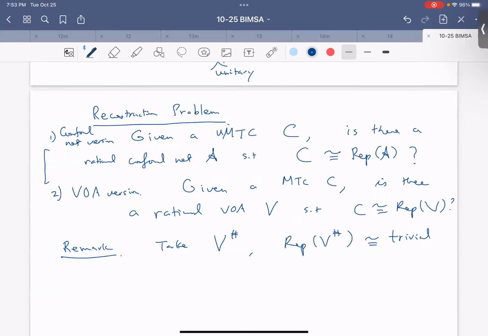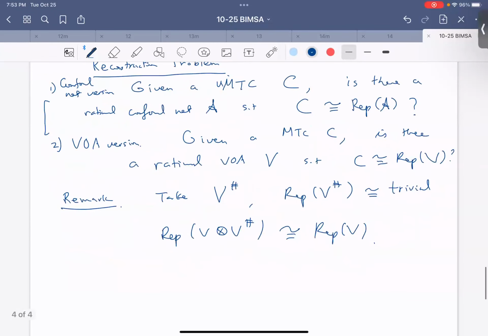Okay, so if you take any rep V, tensor V sharp, that will be the same as the rep of V. So the underlying modular tensor category is highly non-unique, and you can also see this in the so-called holomorphic conformal net or VOA.